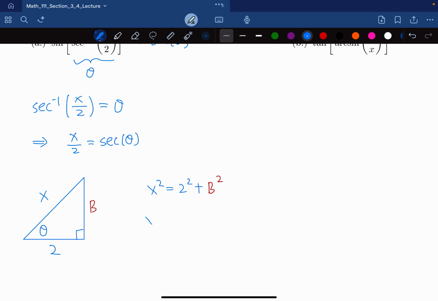Well, this is just x squared equals 2 squared, which is 4, plus b squared. Minus 4 on both sides, I have x squared minus 4 equals b squared. And of course, to get b, I take the square root of both sides.